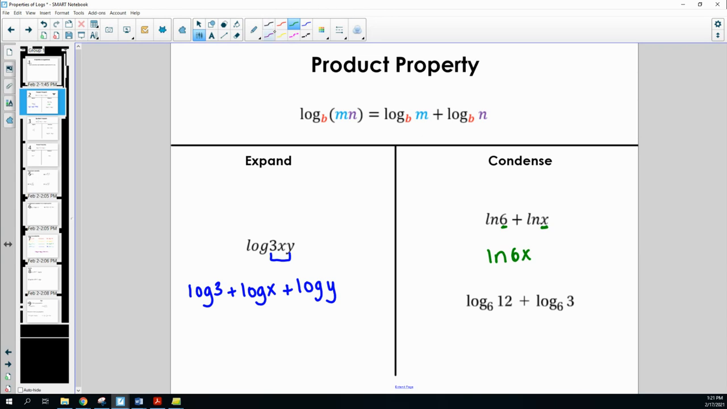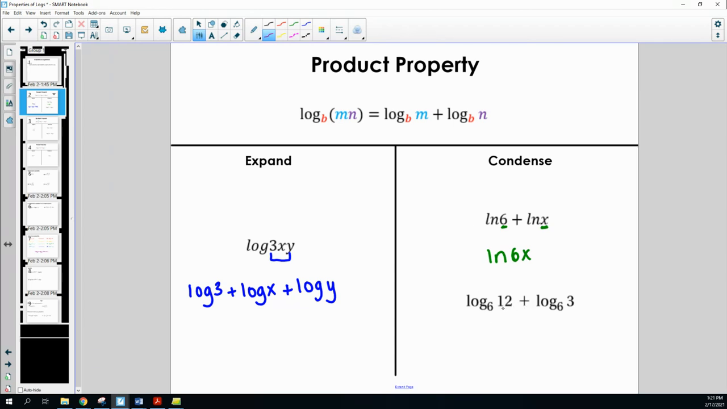Let's look at this last one here. Log base 6 of 12 plus log base 6 of 3. Again, notice that the bases are the same. Now we know how to evaluate logs, but we don't necessarily know what log base 6 of 12 is. If I try to think of 6 to what power gives me 12, I can't. 6 to what power gives me 3, I can't. It's something we would need a calculator for, some type of decimal. But we can use our product property to simplify this first by condensing it and then see if we can evaluate from there.